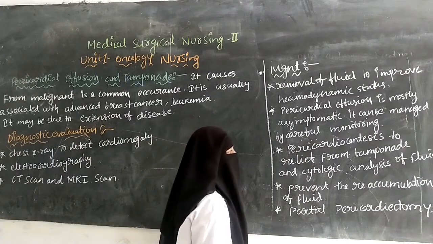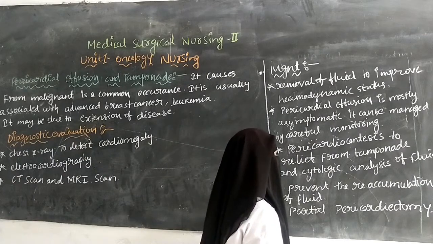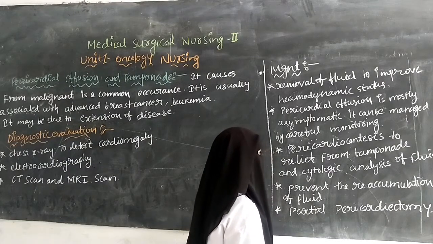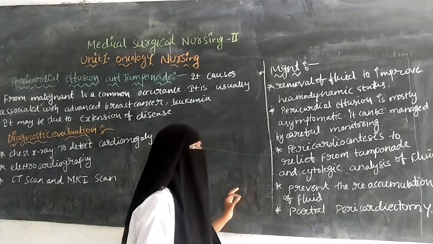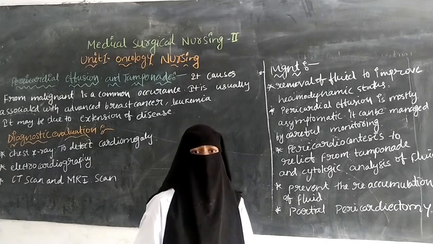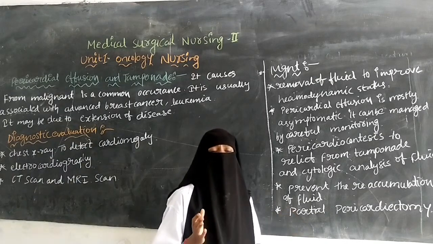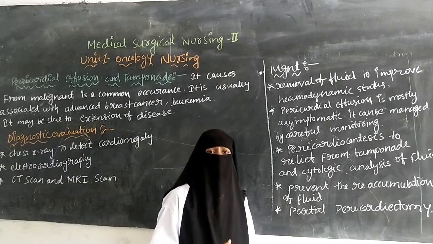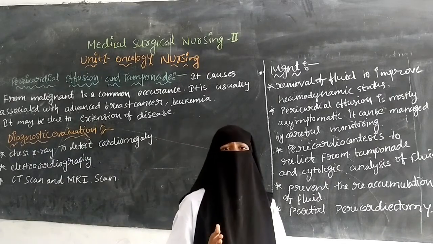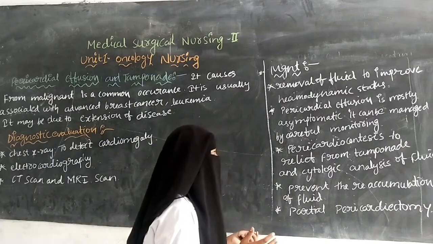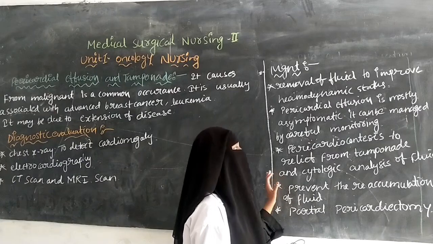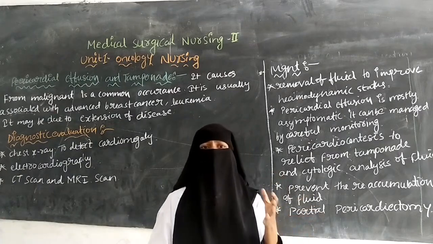Next one is pericardiocentesis to relieve tamponade, and cytology analysis of fluid. Because of the abnormal accumulation of fluid, there is an overload and compression of the heart. Because of this compression, the heart function will be decreased. So in this pericardiocentesis, there is a catheter.